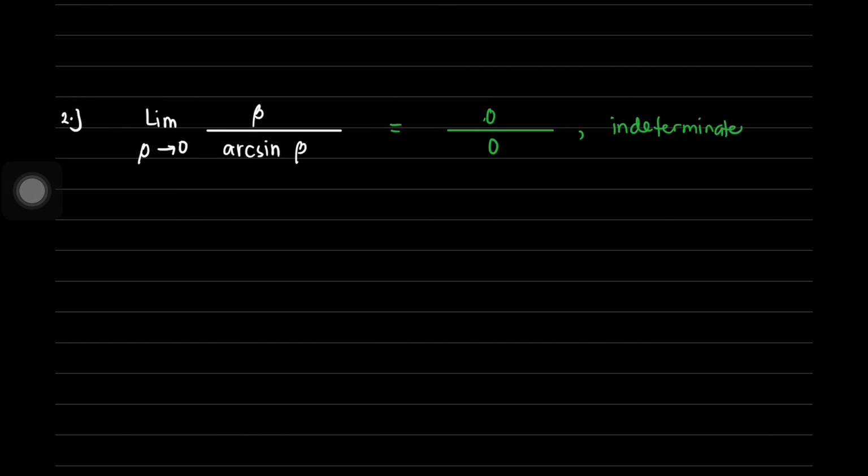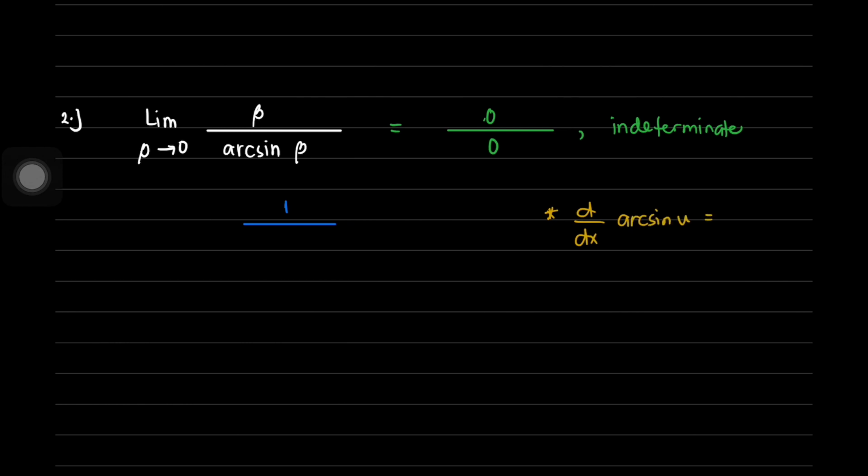And we can use L'Hopital's rule to solve for the limit of this function as beta approaches 0. To do that, we're going to take the derivative of the numerator with respect to beta. So the derivative of beta with respect to beta is equal to 1, all over the derivative of arcsine of beta.